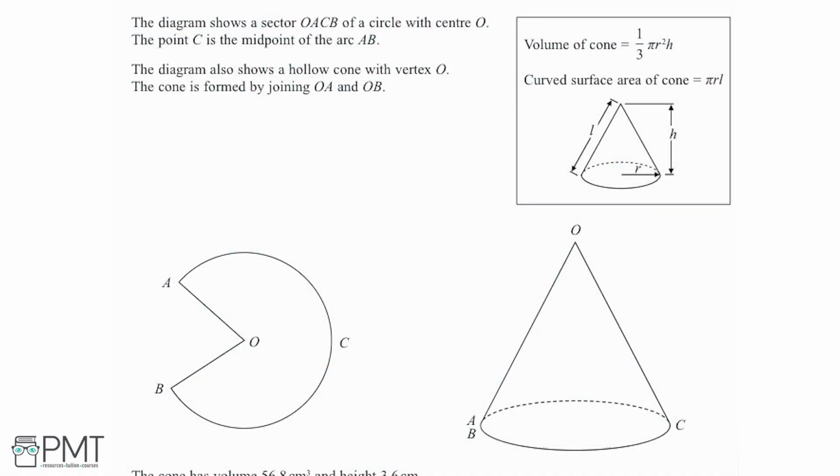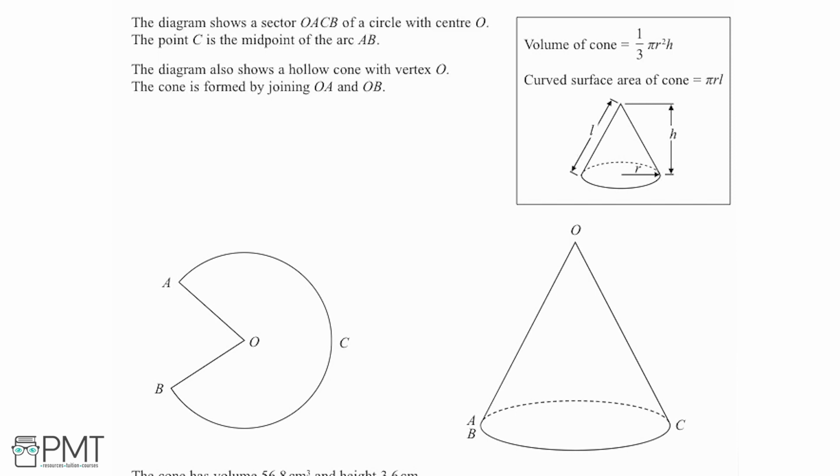The diagram shows sector OACB of a circle with centre O. The point C is the midpoint of the arc AB. And the diagram also shows a hollow cone with vertex O, and the cone is formed by joining OA and OB. Okay, so there's a lot going on there, so let's break that down a little bit.